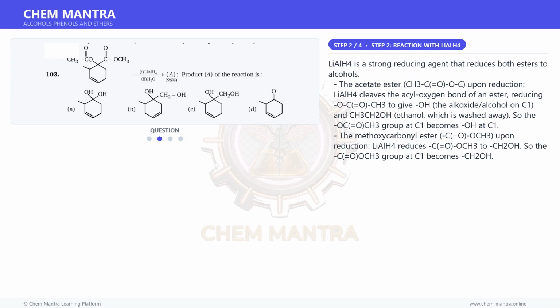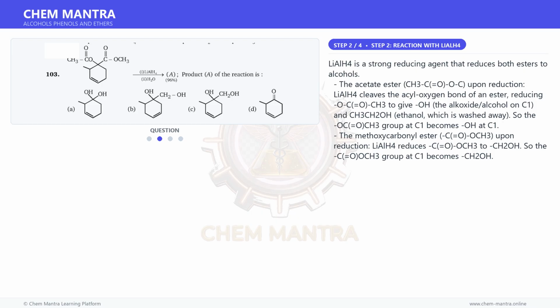Moving on to the next step. LiAlH4 is a strong reducing agent that reduces both esters to alcohols. The acetate ester, CH3-C=O-O-C. Upon reduction, LiAlH4 cleaves the acyl-oxygen bond of an ester, reducing OC=O, CH3 to give O, the alkoxide alcohol on C1, and CH3CH2OH, ethanol, which is washed away. So the OC=O, CH3 group at C1 becomes OH at C1.